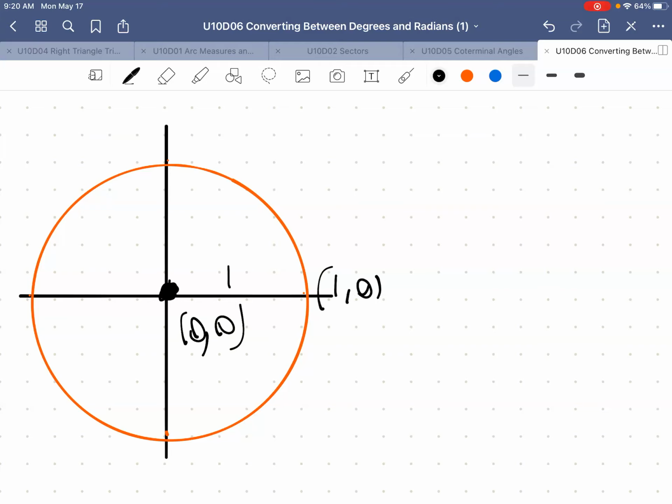So that means this coordinate here is 1, 0. This point here is 0, 1. This point is -1, 0, and this point is 0, -1.